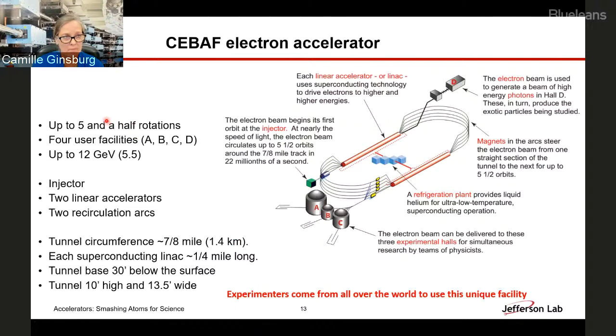So the key points are up to 5.5 rotations, but that's adjustable. We have 4 user facilities, and those are used all at the same time, or not, depending on the need. We can get up to 12 gigaelectron volts if we use 5.5 rotations. There's the injector, the 2 linear accelerators, the 2 recirculation arcs. The tunnel circumference is about 7/8 of a mile, and each of the superconducting linacs is about 1/4 of a mile long. And then practical aspects: the tunnel that houses the accelerator is about 30 feet below the ground. The tunnel is 10 feet high and 13.5 feet wide.